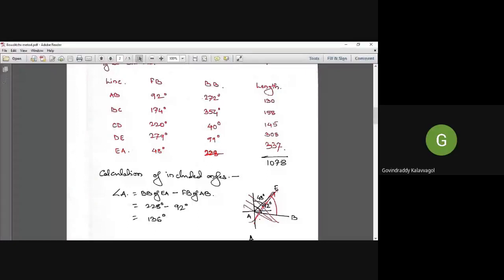Sir, 134, sir. 134. Okay. Yes, sir, 134 degrees. Parvati, what is the angle? 134.